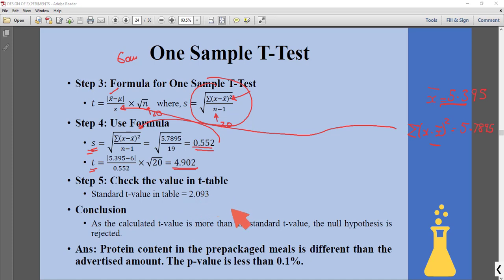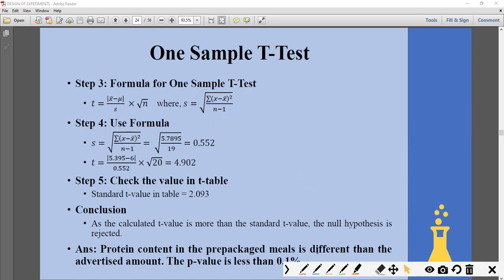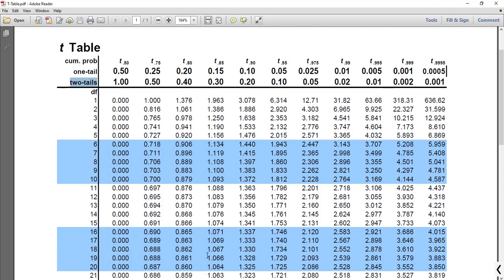For finding out the standard value of t, we will have to go to our chart. So for going to our chart, what do we need? We need two things. We need degree of freedom and we need level of significance. So level of significance is 5%. They have told us. And what is the degree of freedom? Degree of freedom is n minus 1, where n is the number of samples. So 19. So we will look at our chart.